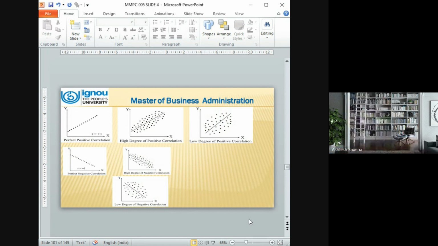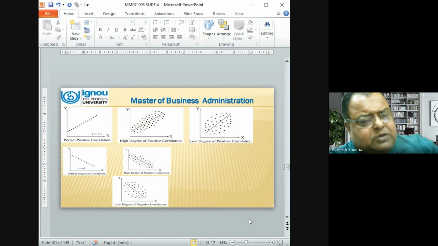In the first one, you can see that is a perfect positive correlation. That means all the points are on a straight line. In the second diagram, you can see that there is a straight line, but maximum points are scattered around that straight line. In that case, we can say that this is a case of high degree of positive correlation. The third one you can see, no doubt they are moving up, but they are scattered. That means there is low degree of positive correlation.